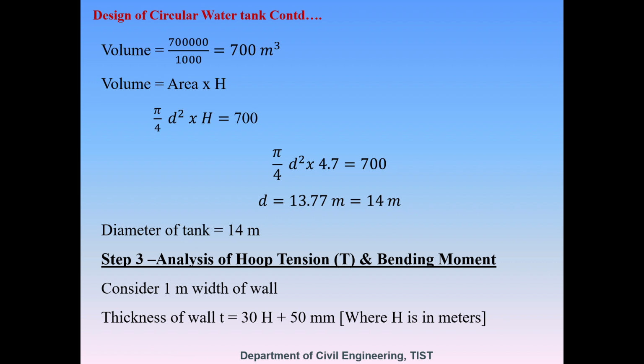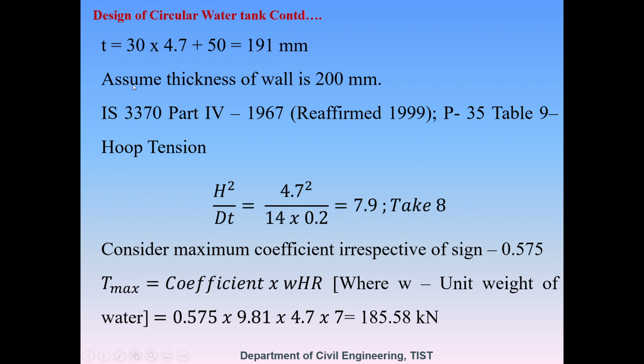Before calculating the hoop reinforcement and the vertical reinforcement, you have to find out the value of the hoop tension and the value of the bending moment. That is the analysis part. Step 3 is analysis of hoop tension and bending moment. For this analysis, we are considering only 1 meter width of wall. As I discussed in the previous lecture, the thickness of the wall can be calculated by the equation 30h plus 50 mm, where h is in meter, that is the height of the water, 4.7 meter. So we get the thickness of the wall as 191 mm. We can assume it as 200 mm.